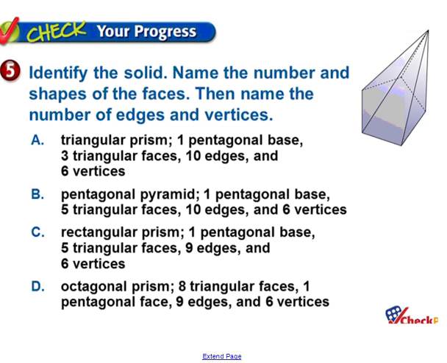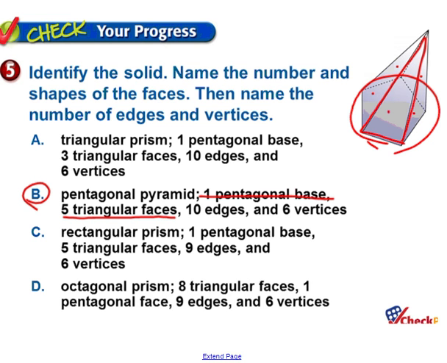Identify the solid, name the number and shapes of the faces, and name the number of edges and vertices. Well, if I look at this solid, it's a pentagon at the bottom. The base is a pentagon. All right, so I think it's a pentagonal pyramid. Kind of makes me think it's going to be number B here. The sides are triangles, and there's 1, 2, 3, 4, 5 of those. Okay, there's 1 pentagonal base, 5 regular triangles.